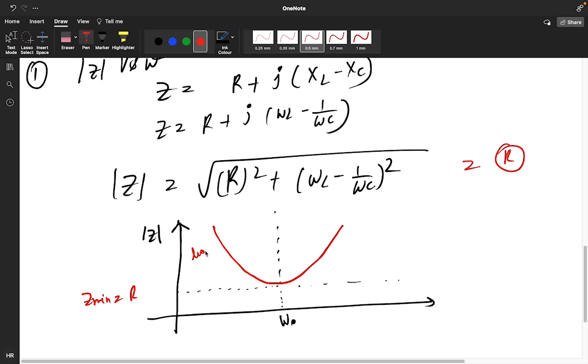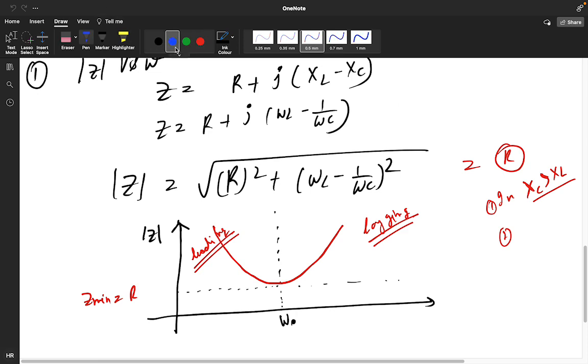Here I am getting a leading graph, and here this is your lagging graph. For leading, capacitor XC is greater than XL. Always remember, because we are talking about the leading lagging concept in terms of current and voltage. In leading XC should be greater than XL, and in lagging XL should be greater than XC. So I wrote it correctly.